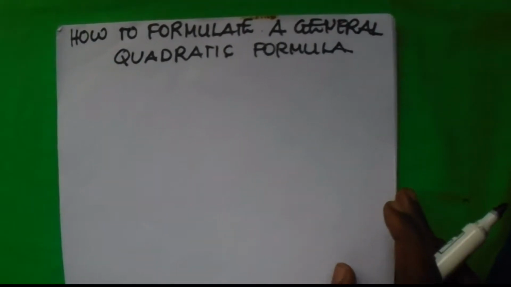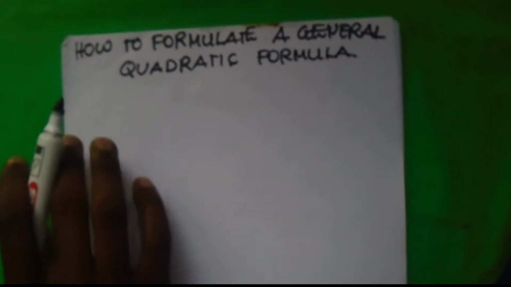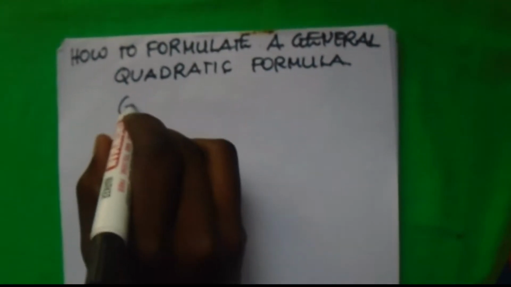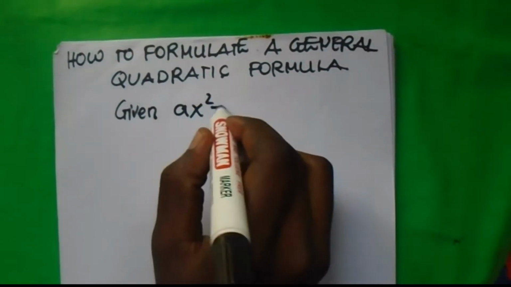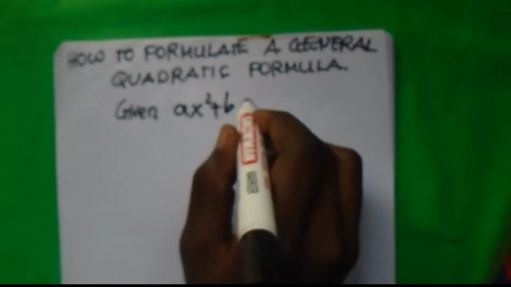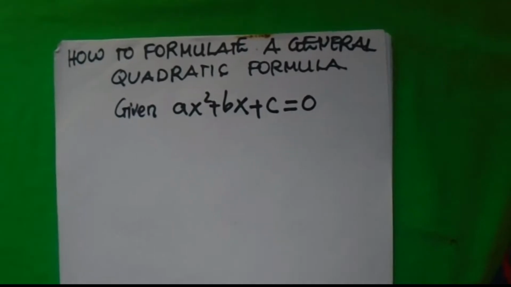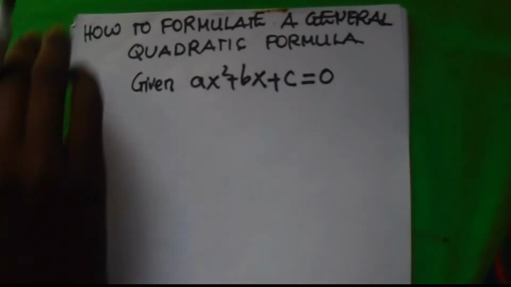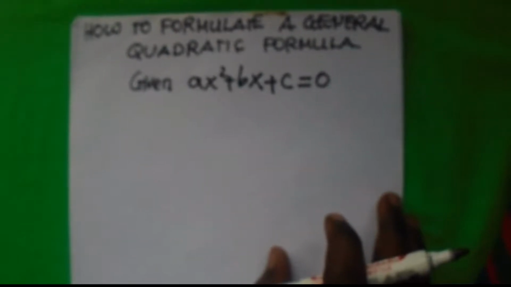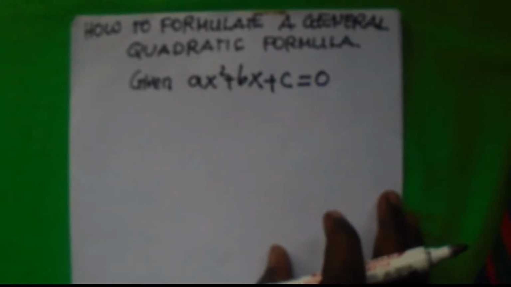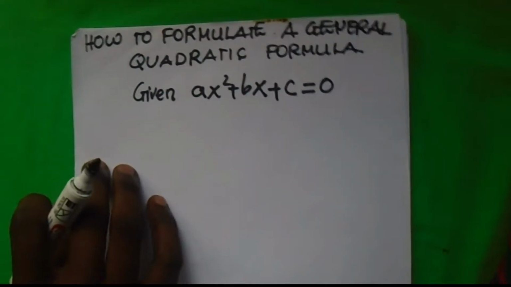Okay, today we are going to look at how to formulate a general quadratic formula. We are given this equation, ax squared plus bx plus c equals 0. We are going to formulate a general quadratic formula. There are several steps in formulating the general quadratic formula.